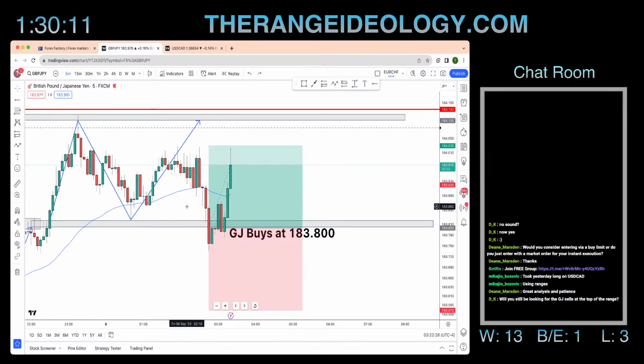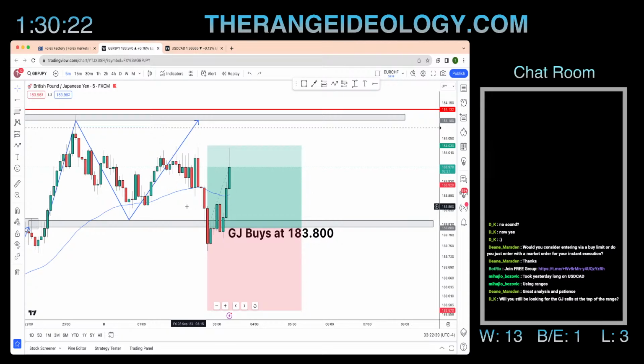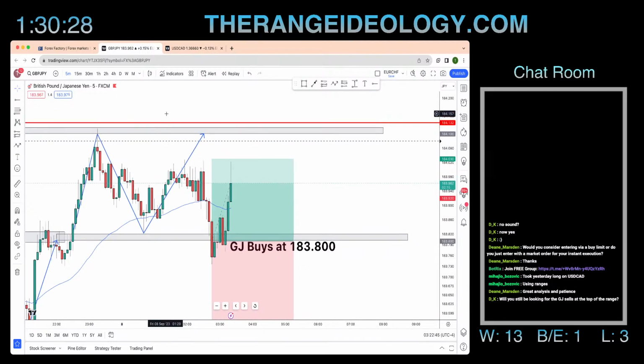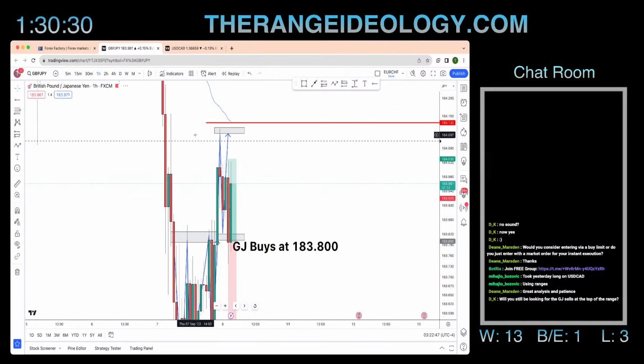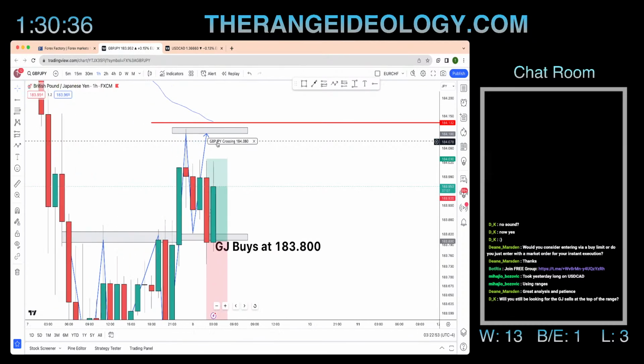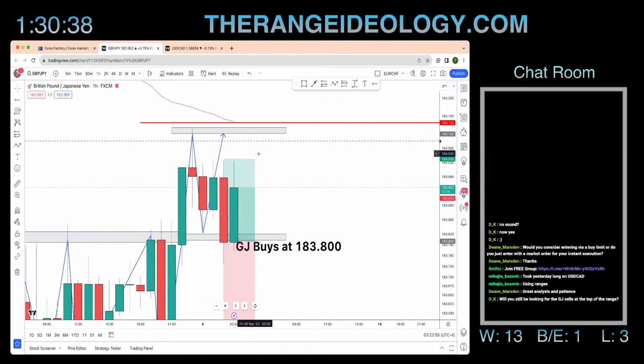A clean trade, a clean assessment here. What was that? Am I looking for GJ sells at the top of the range? So what we're going to be looking at here, once it possibly reaches the top end of the range and the EMA tap, is potential sells, right?